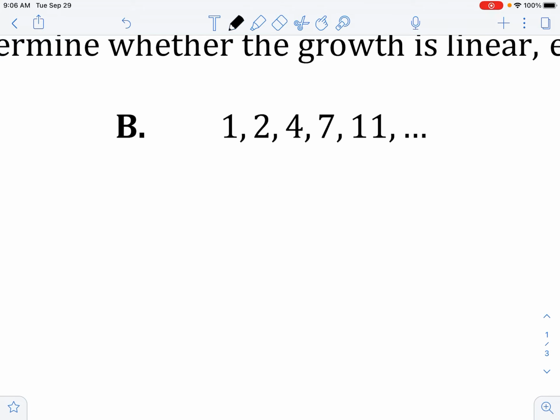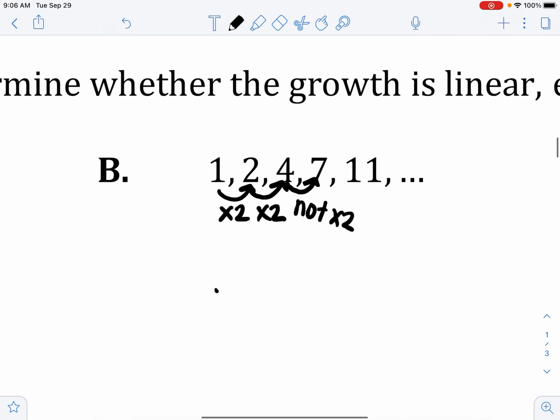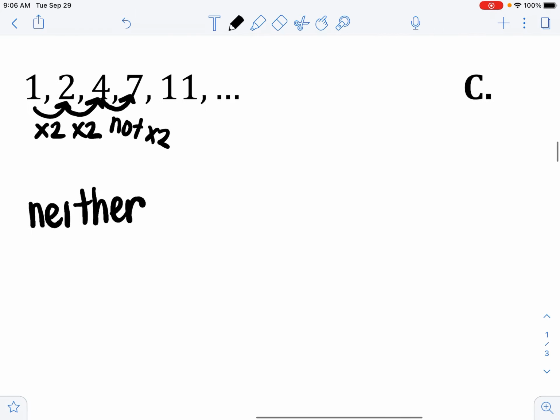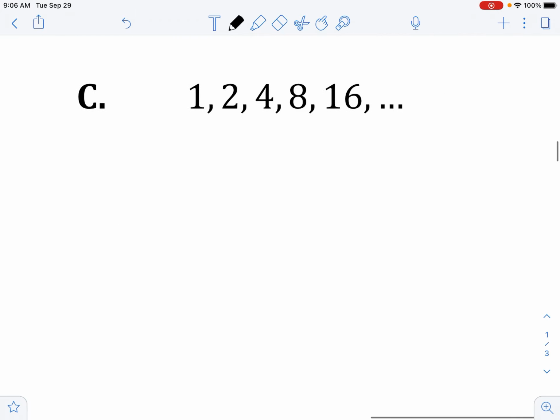Now I'm going to check for exponential. So I'm going to say, okay, what do I multiply by? To get 1 to be a 2, I times by 2. Okay, that's good. 2 to 4, I times by 2. So far, so good. 4 to 7 is not times by 2. So we already checked for linear. It wasn't linear. We just checked for exponential. It's not exponential. So this is neither. And that's because it's not increasing by a constant multiplier or adding or subtracting.